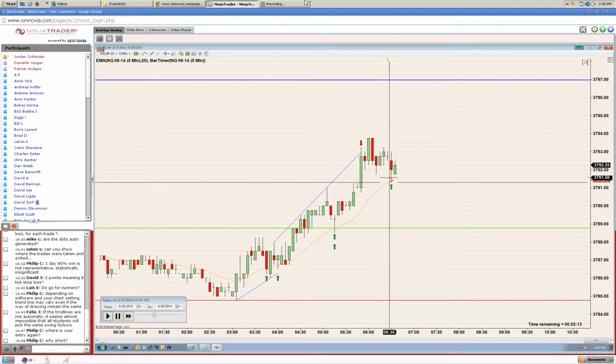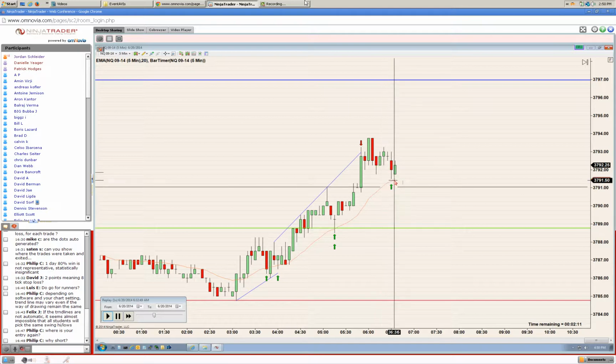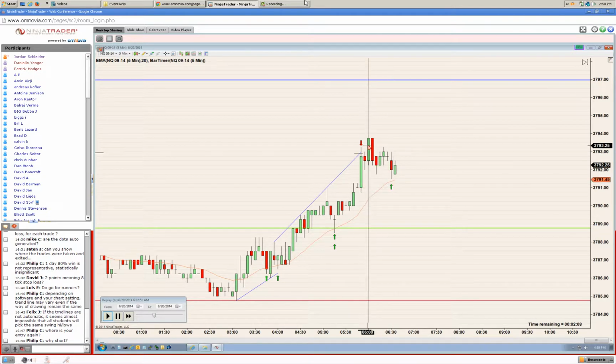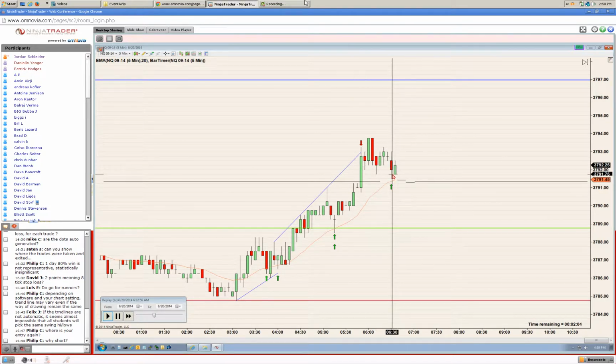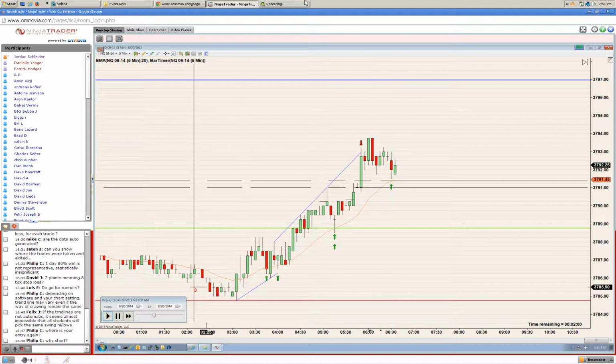Okay, 93 and 91.25. So it becomes a 7-tick target because we hit the EMA. Okay, so instead of making 8 on this, you make about 7, maybe 6 is all you got out of that because of the EMA long. Okay, now you're in an EMA long trade.